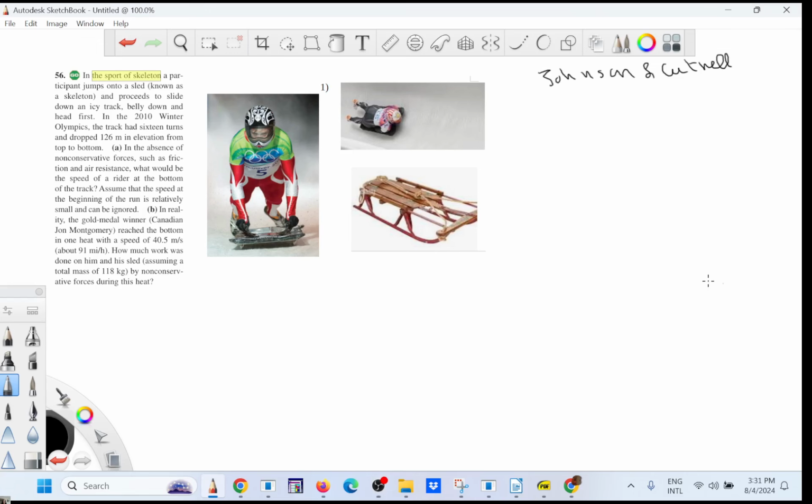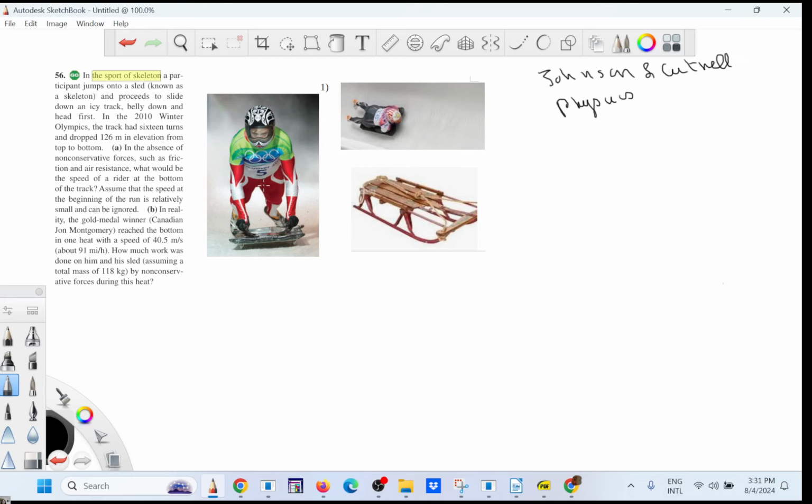So this is the review for test number 3. This example here comes from that book here. It's called Physics, and it's by Johnson and Cutnell. So it's a very good textbook if you want to study biology, or you want to take the MCAT, for example.